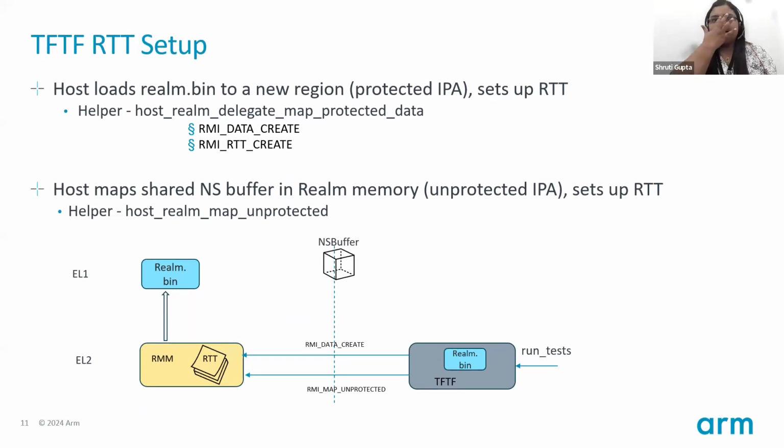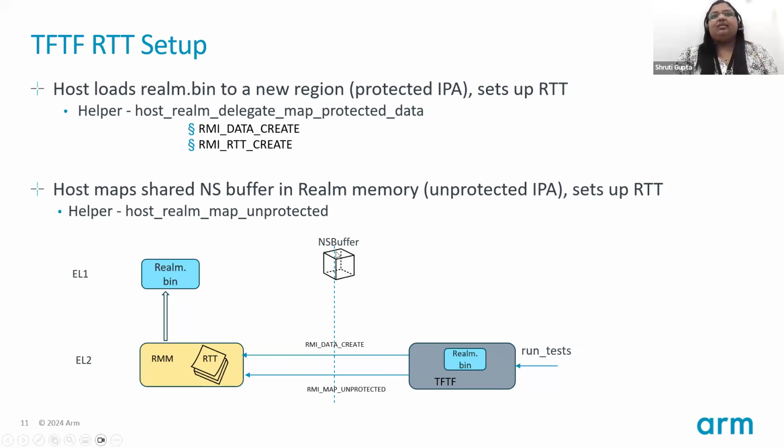So yeah, coming to RTT setup, like how the RTTs are set up. Like I said, this is the TF-TF bin, and realm binary is part of it. When we start running a test, at that time, the realm binary is copied over to realm memory at a different location. The RMI data create call does both things. It will copy the realm binary to the realm memory, and we also have to create the RTTs for it.